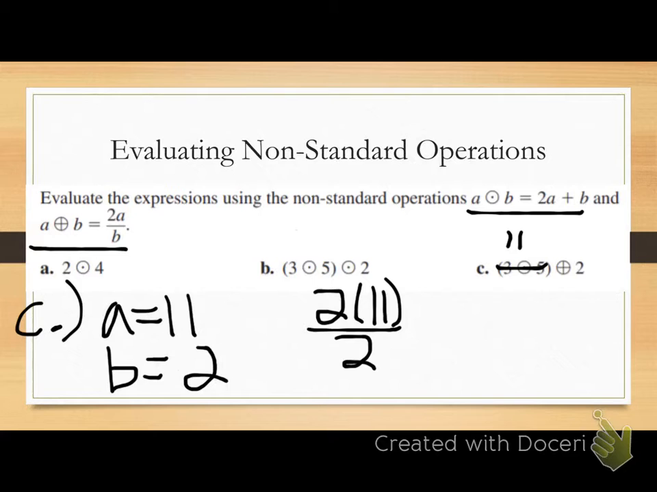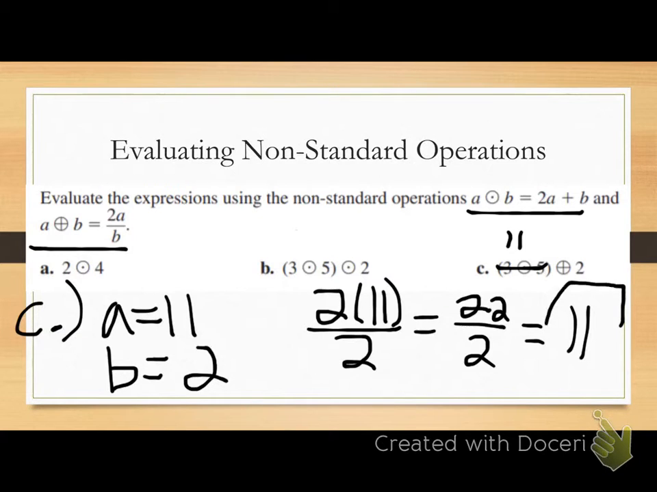Now I'm just evaluating using my order of operations. What is 2 times 11? 22. 22 divided by 2? 11. Is that my final answer? Yes, it is. I've accounted for all operations. Questions on C? It's making more sense the more we do. Everyone okay?